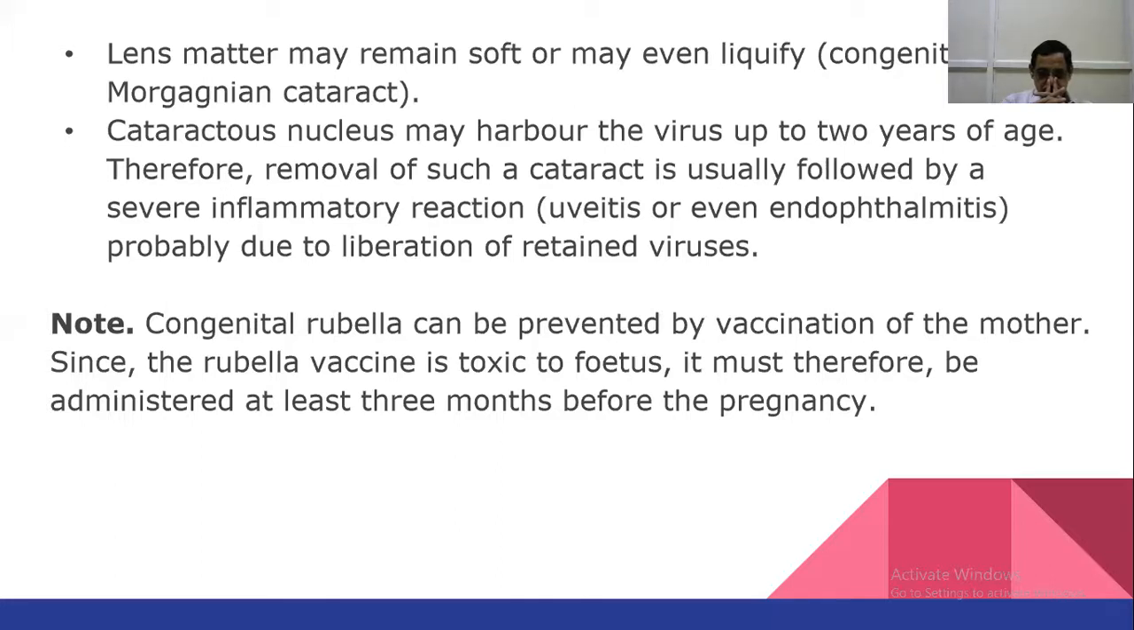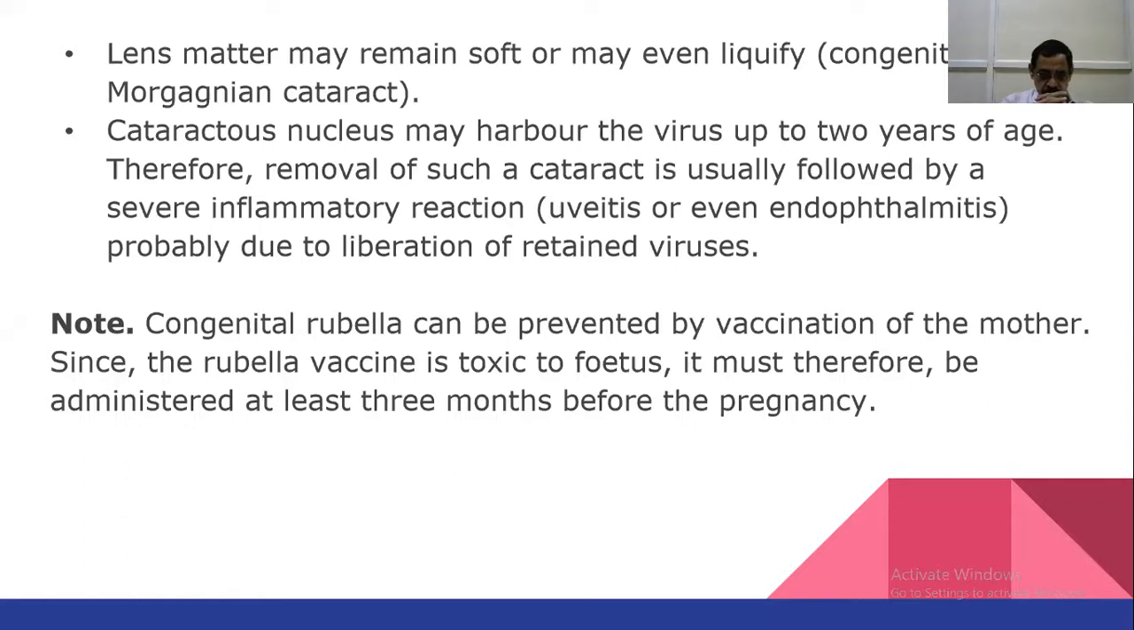Cataractous nucleus may harbor the virus up to 2 years of age. Therefore, removal of such cataract is usually followed by severe inflammatory reaction. It may be uveitis or even endophthalmitis. Endophthalmitis means, endo means inside, severe inflammation inside of the eye. It may be present probably due to liberation of retained virus.